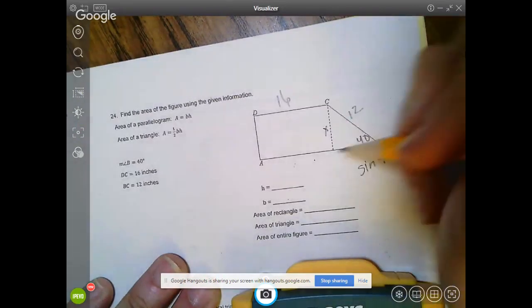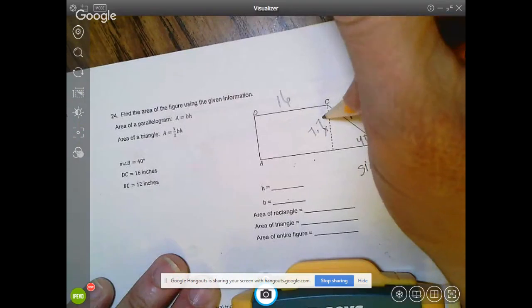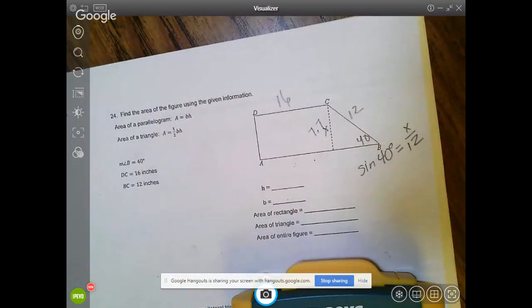How are we doing for time? 10:26. We're doing 10:26. Okay, 7.7.